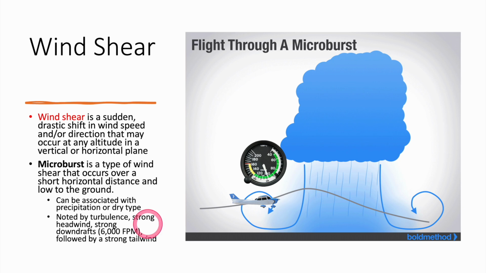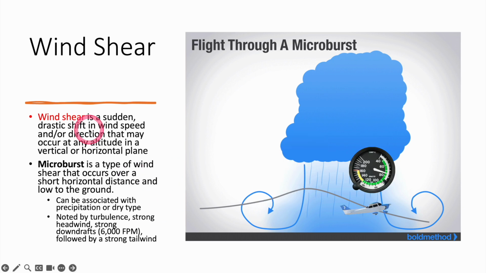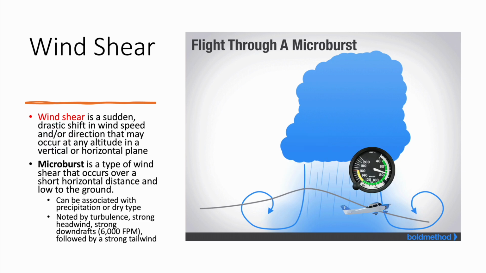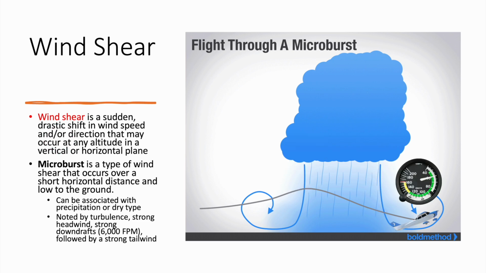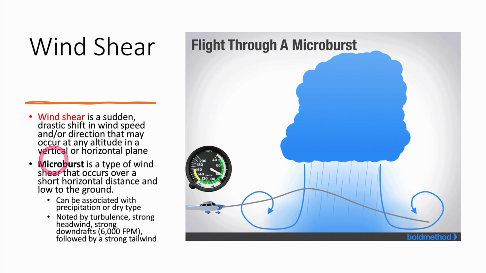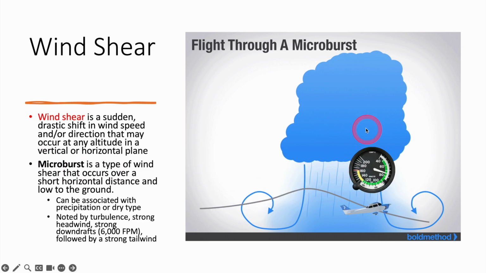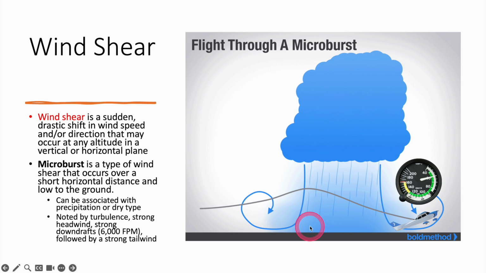So this is wind shear. Wind shear is going to be a drastic shift in speed or direction of wind. That could occur at any altitude. It doesn't have to be at the surface. A type of wind shear is called a microburst. Again, this kind of looks like the dissipating stage of a thunderstorm, where it's just downdrafts.